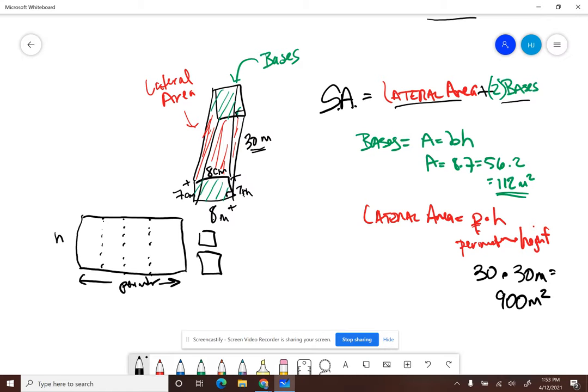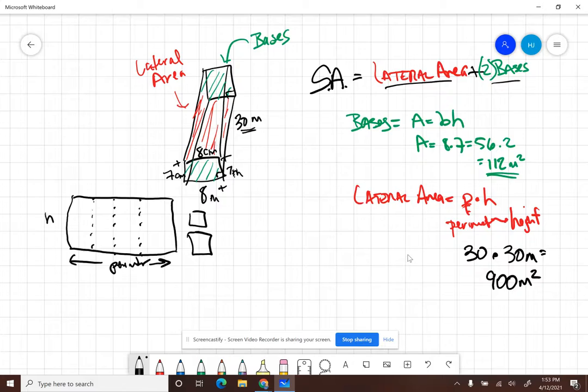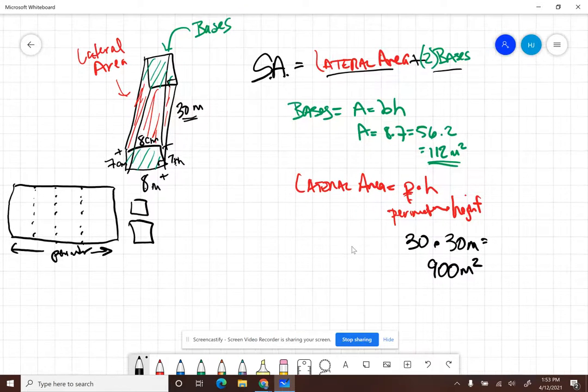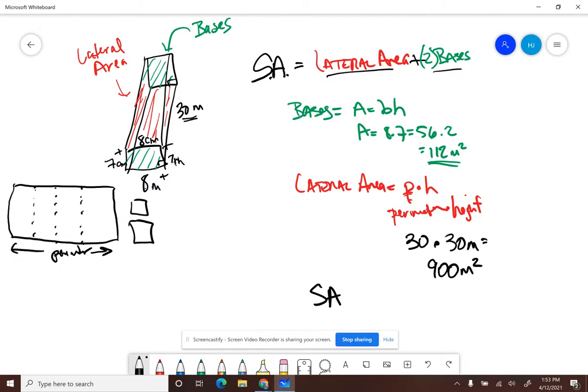So again, to find the surface area of this particular object, I'm going to take my 900 square meters, that's my lateral area, plus my 112 meters squared, which is my two bases.